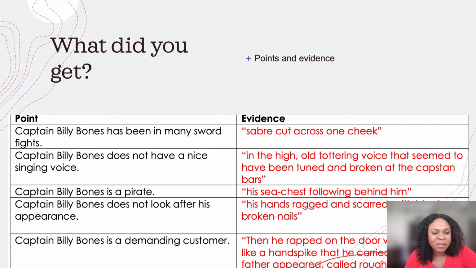Anyway, so Captain Billy Bones is a demanding customer. That's the part that I missed, because he asks for his drink in a really, really rude manner. That the narrator described, but somehow I missed in my extract. He rapped on the door, and when the father of the narrator finally appeared, he called him roughly and asked for that drink that was then brought to him. So that's how we know this.